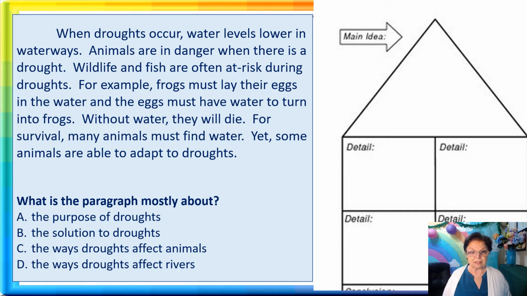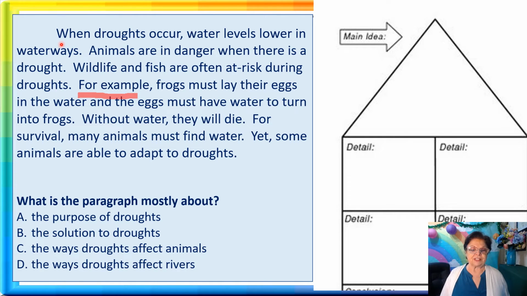When droughts occur, water levels lower in waterways. Okay. Animals are in danger when there is a drought. Wildlife and fish are often at risk during droughts. For example, remember we talked about sometimes a supporting detail will give an example. Here we have something giving an example about what? Well, let's read more. Frogs must lay their eggs in water, and the eggs must have water to turn into frogs. Without water, they will die. For survival, many animals must find water, yet some animals are able to adapt to droughts.